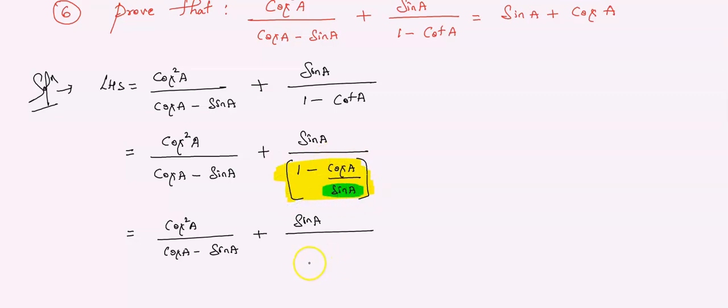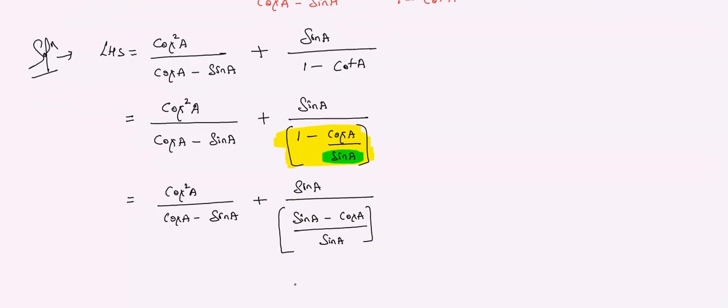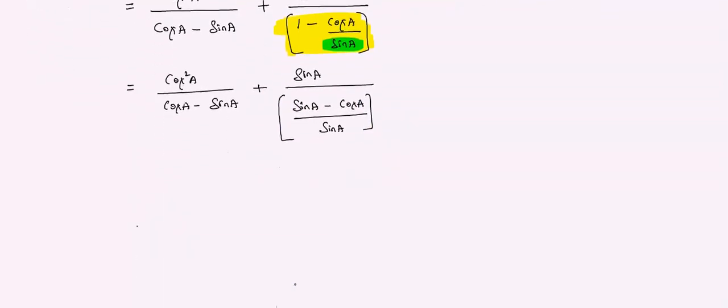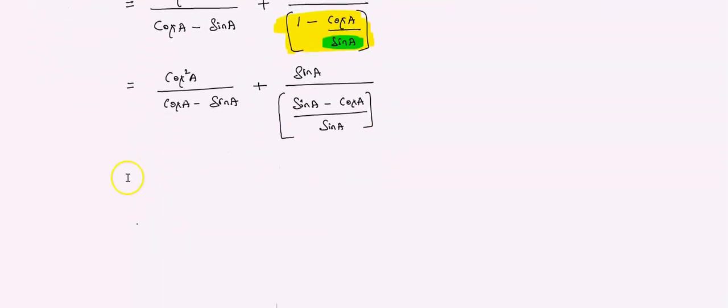We have to take the LCM first. So the LCM here is sin A. Sin A and 1, LCM is sin A. Sin A into 1, that is sin A minus cos A. Okay? So we have maintained the bracket here. Please make sure that you are not going to make any mistake over here. Now, come to the point.